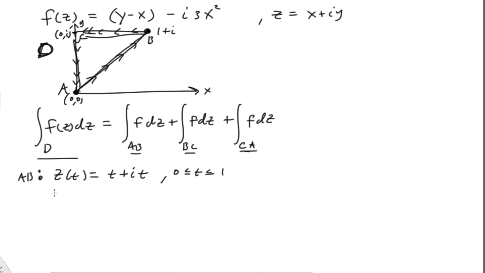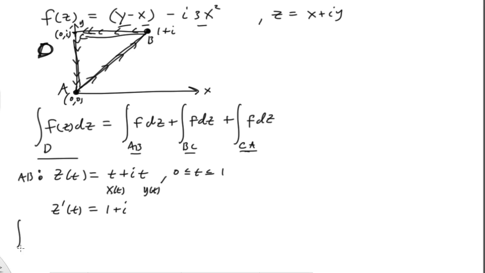We need to do what we normally do with this, which is, okay, so this is my x of t, and that is my y of t. All right, and so we're going to have to plug those into this function up there. We also have to write z prime of t, which is going to be 1 plus i when we take its derivative. All right, so let's see if we can do this down here.